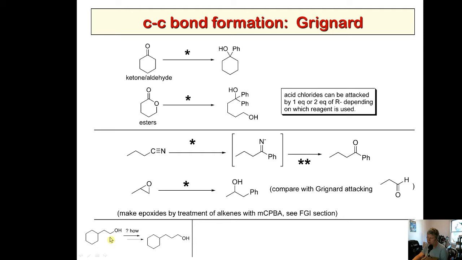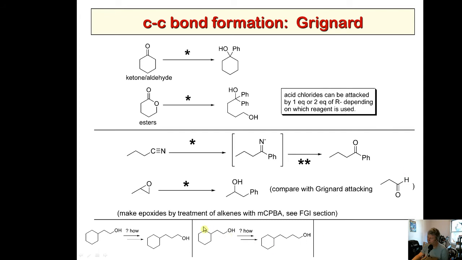OHs don't make Grignards, right? What you have to do is convert the OH into like a Br, right? So PBr3 makes a Br, right? PBr3 is how you make bromides. And so alcohol plus PBr3 makes the bromide of this, and then you do Grignard and Mg, and then the Grignard attacks formaldehyde. Okay, so you can fill that in.